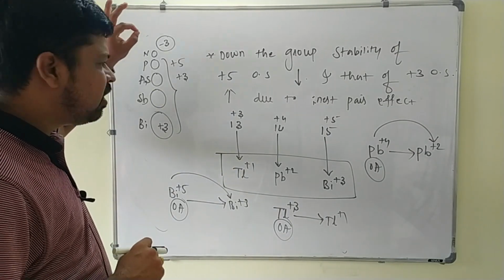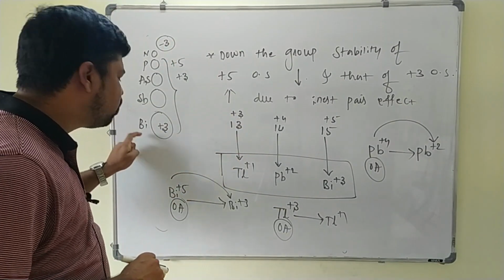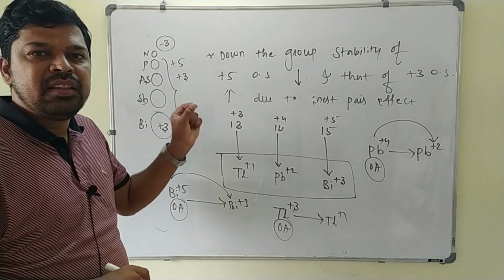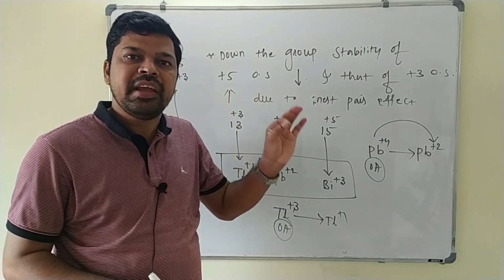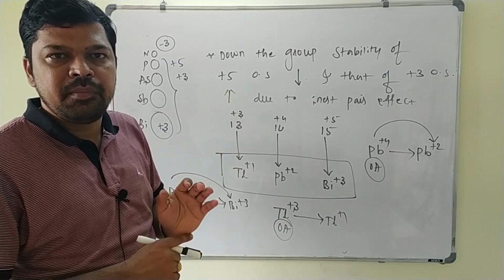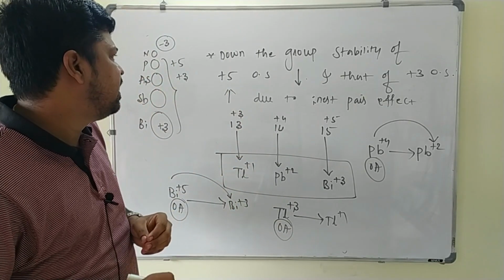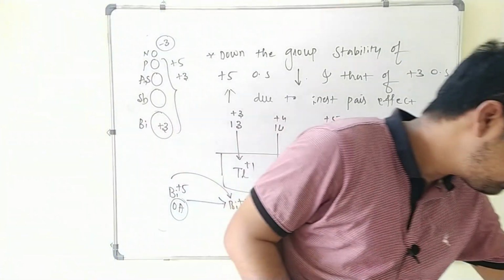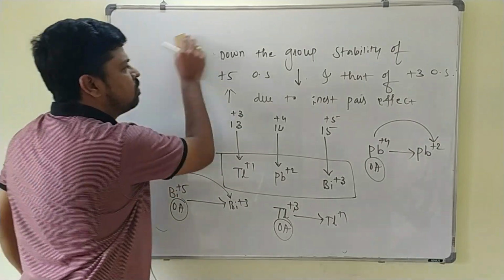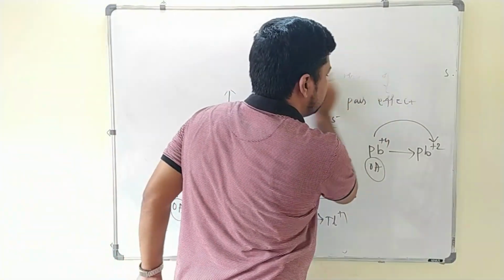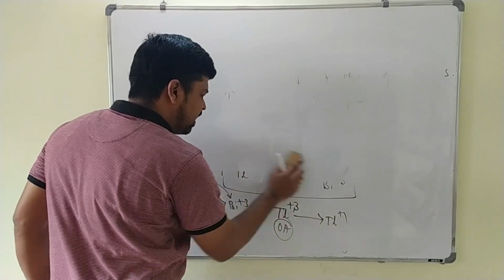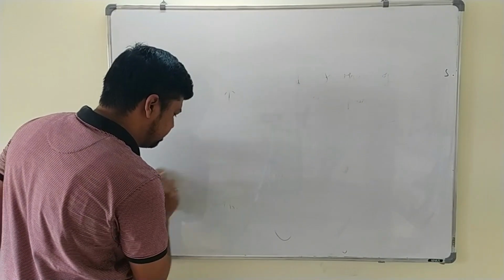Okay, in case of group 15, one point you keep in mind: bismuth only shows +3 oxidation state due to inert pair effect, the tendency of ns electrons to remain inert due to completely filled d and f orbitals, because they show poor shielding effect here. Next thing, what are the common oxidation states of group 15 elements? They are -3, +3 and +5 here.